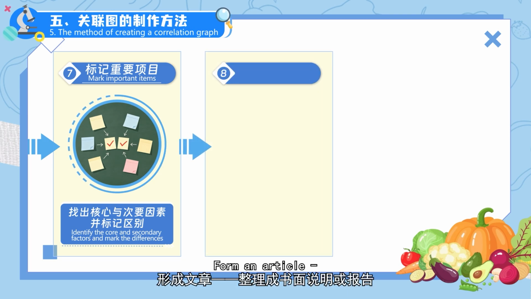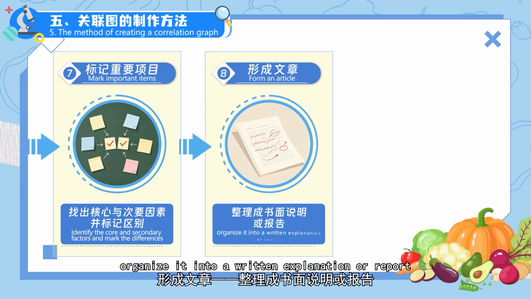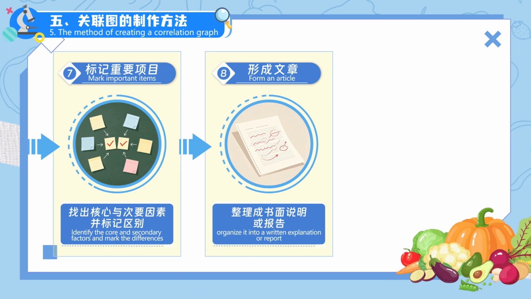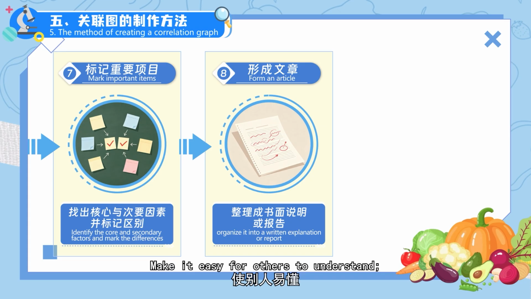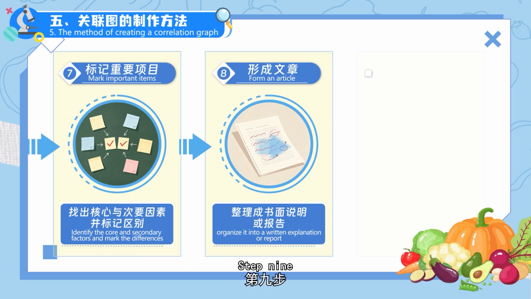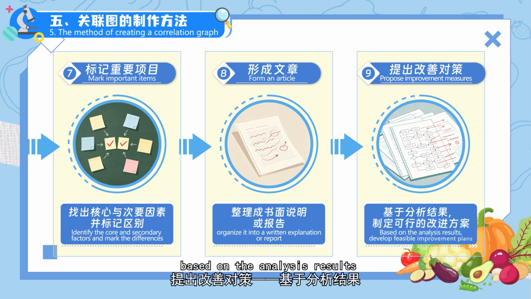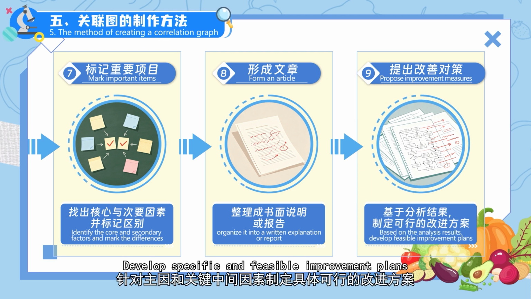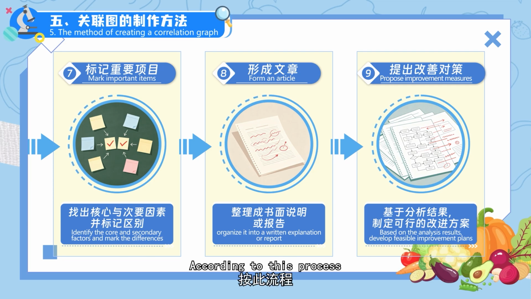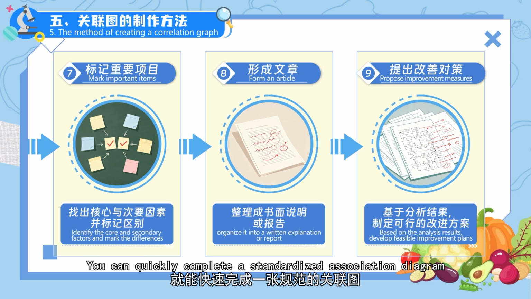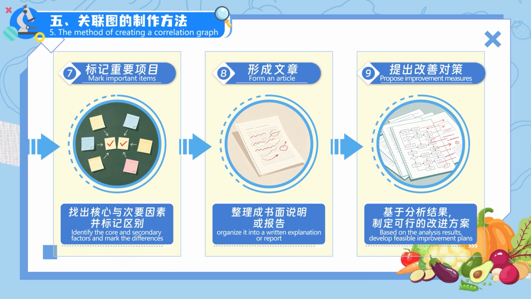Step 8, form an article. Organize it into a written explanation or report. Accompany it with text interpretation to make it easy for others to understand. Step 9, propose improvement measures based on the analysis results. Develop specific and feasible improvement plans for the main causes and key intermediate factors. According to this process, you can quickly complete a standardized association diagram.